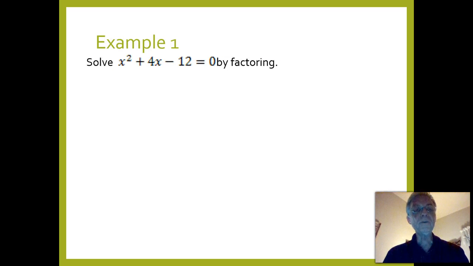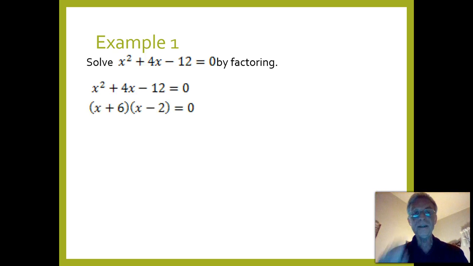So example 1, they want us to solve x squared plus 4x minus 12 equals 0 by factoring. So what we're going to do is write this down like this: x squared plus 4x minus 12 equals 0. Then you can use the box method, or you can guess at it, which is what I did here, that gives me x plus 6 times x minus 2 equals 0. Either way, if you factor it using the box method, it'll take you a couple of steps to get there, but you should end up with x plus 6 times x minus 2.